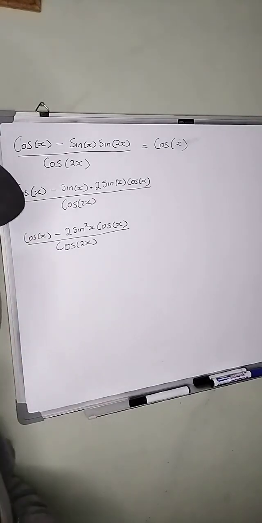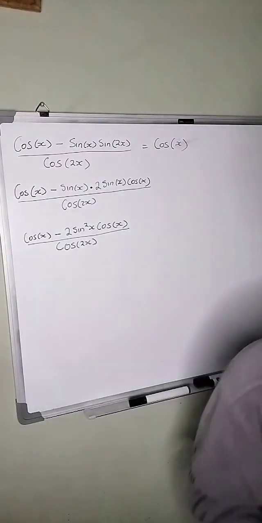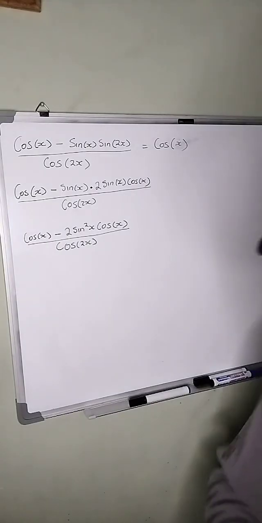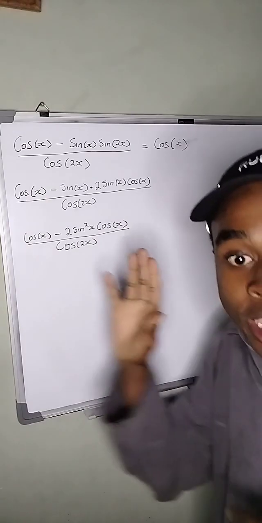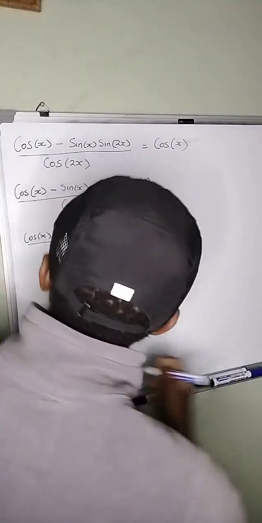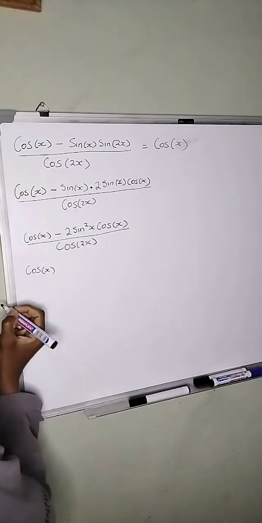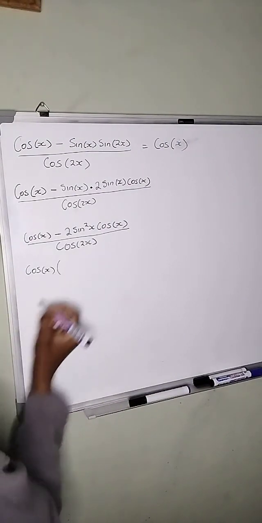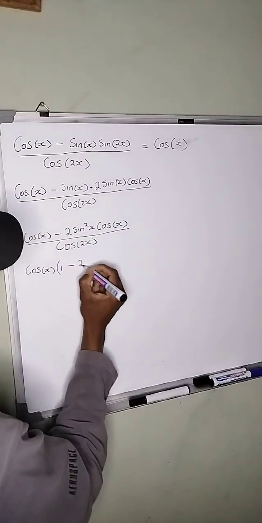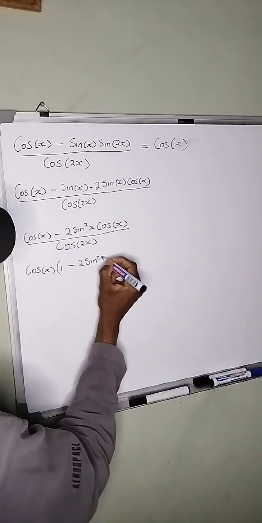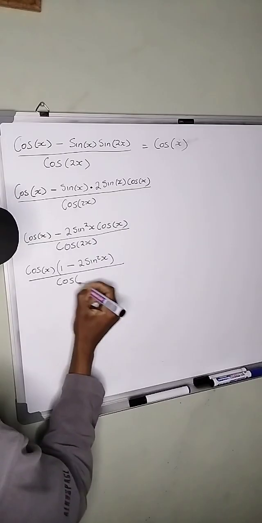What's the common factor in the numerator? It's going to be cos x. I'm going to take it out, right? So what am I going to do? I'm going to say cos x into 1 minus 2 sine squared x, all divided by cos 2x.